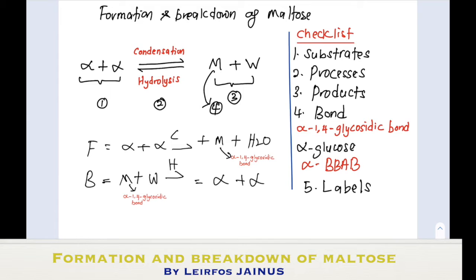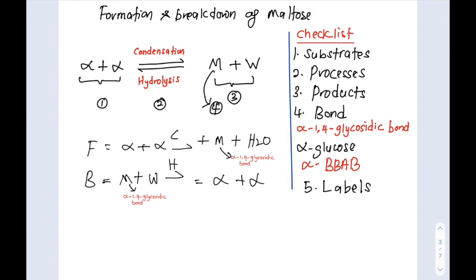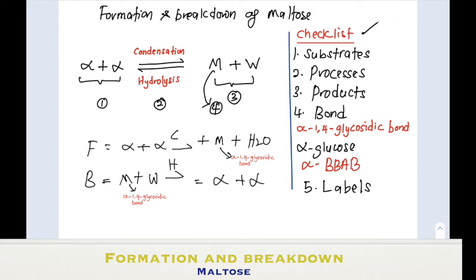How to sketch the formation and breakdown of maltose. This will be our checklist. There will be 5 steps that we can follow to sketch the formation and breakdown of maltose. Step number 1, we will include the substrate. Our substrate will be 2-alpha glucose.